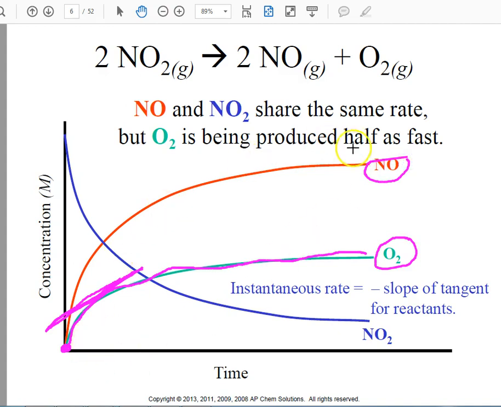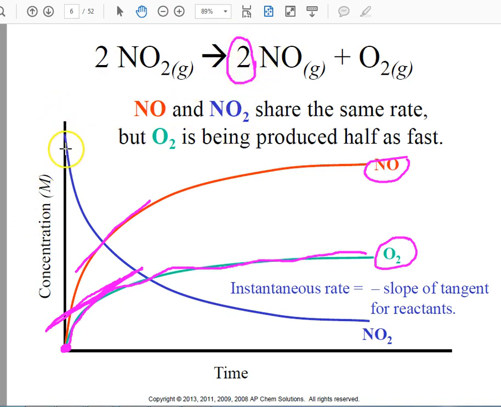Now, what do we notice about O2 versus NO? We are making a lot more NO than O2, right? How much more NO are we making than we're making O2? We are making twice as much. If we look at the slope, any point along these lines, the NO slope is going to be twice as big, and that's all based on this coefficient.